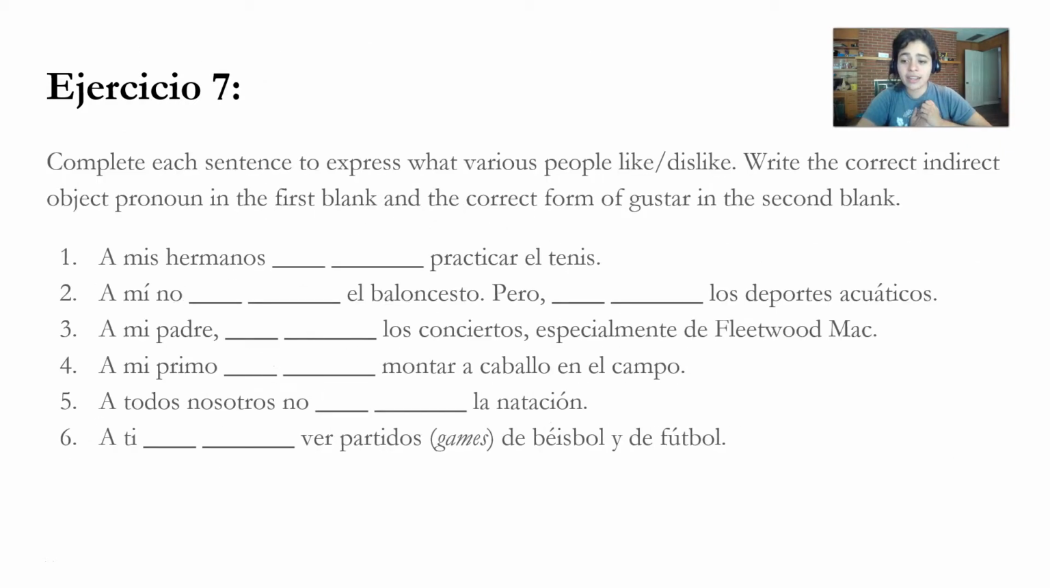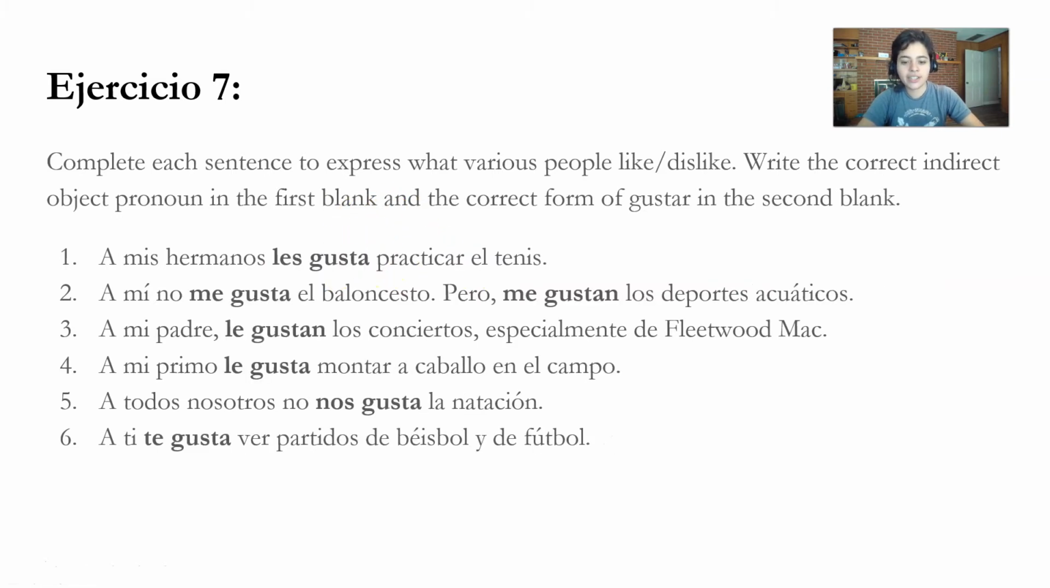Exercise 7. Complete each sentence to express what various people like or dislike. Write the correct indirect object pronoun in the first blank and the correct form of the verb gustar in the second blank. So you have to fill 2 blanks. One with the indirect object pronoun and one with the correct form of the verb gustar. And here you can check your answers.